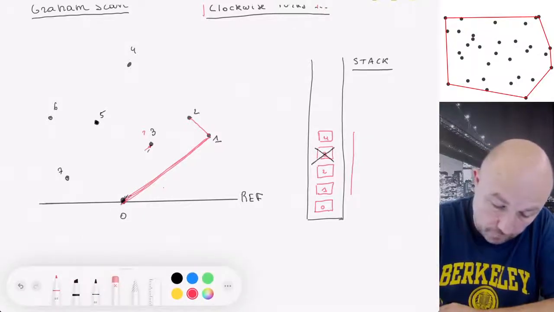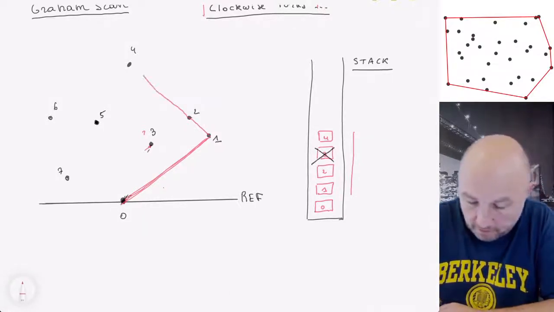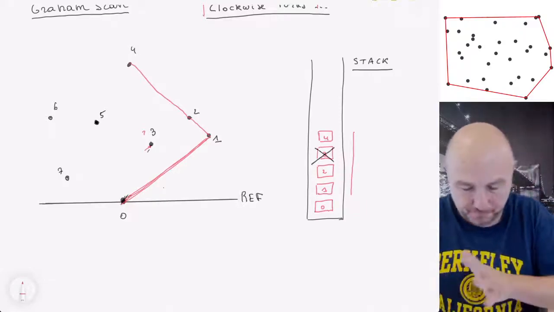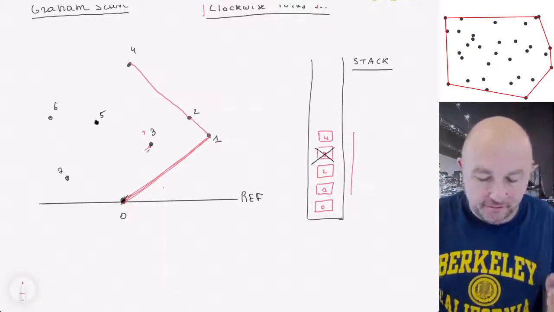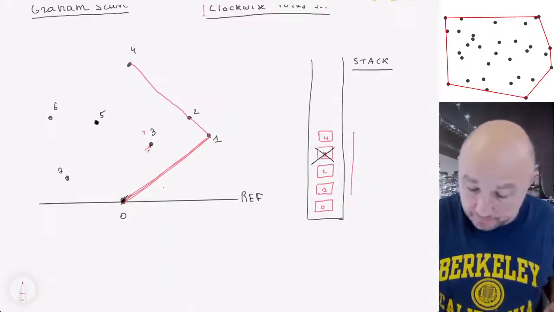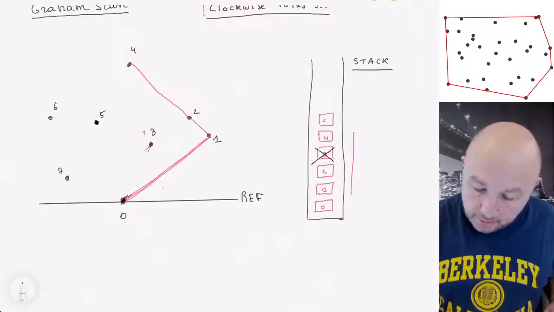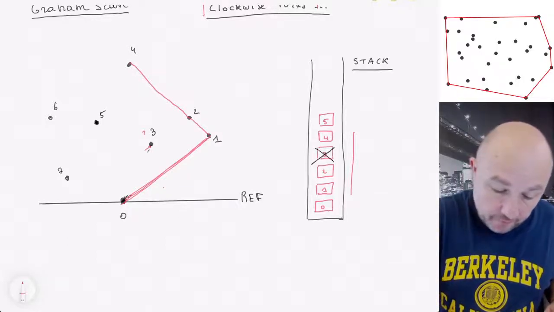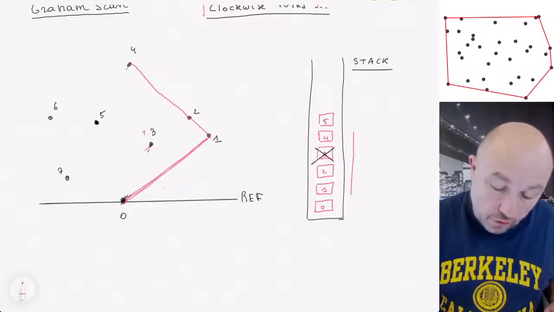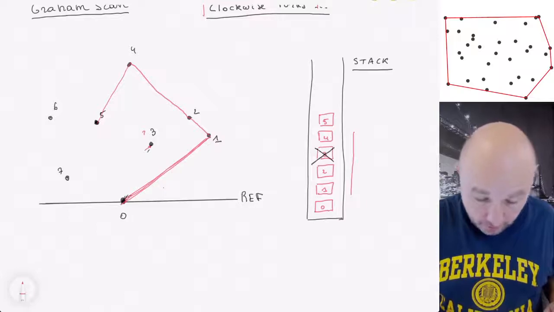Let's assume it's the case. It's at the limit, but let's assume it's the case. And then now we go and we put 5. Okay, and we look if 2, 4, 5 do a clockwise turn. It's the case. Yes, it's okay.